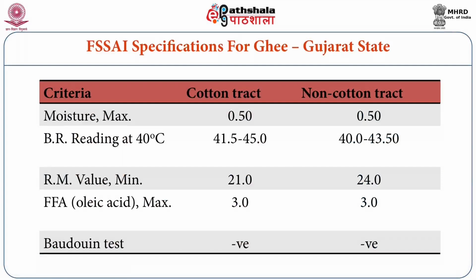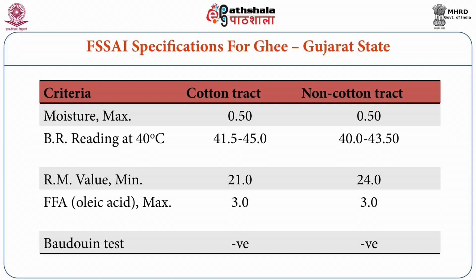I am dealing with the specifications laid down for ghee in Gujarat state. The first is moisture, that is a maximum moisture content, that is 0.5% maximum. But let me tell you that as per AGMARK specifications, which is not compulsory, it is maximum 0.3% moisture, whereas in FSSA they allowed slightly higher, that is 0.5% maximum. If you see in this particular slide, I have written there are two types of specifications laid down for ghee in Gujarat state. One is for a cotton tract and another is for a non-cotton tract area.